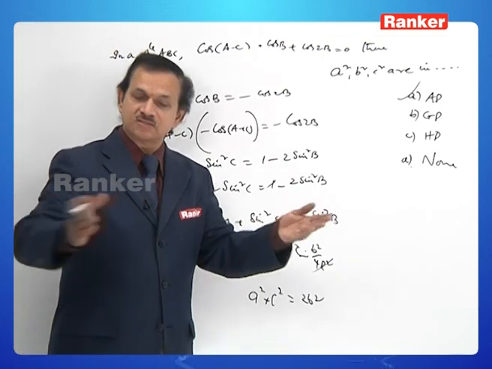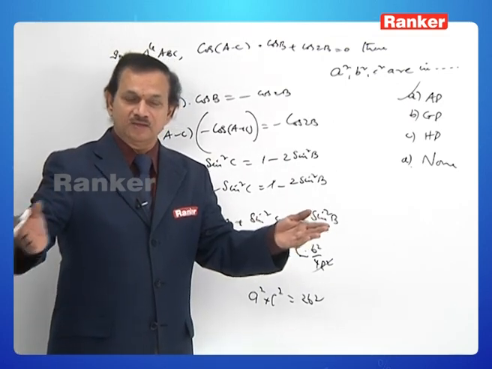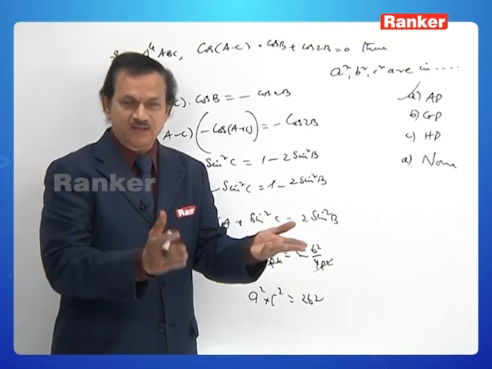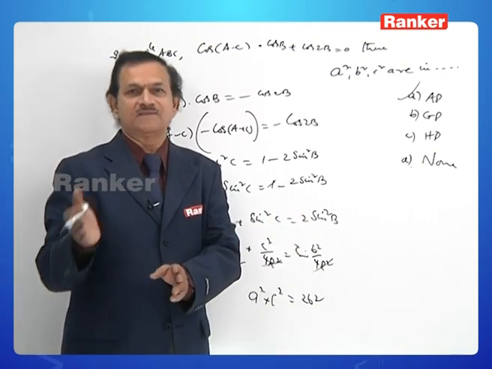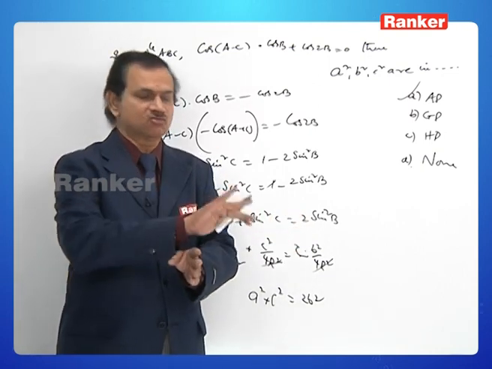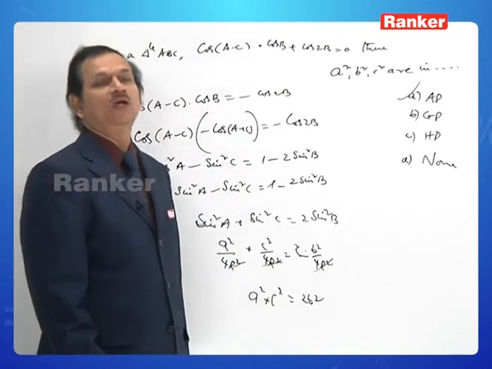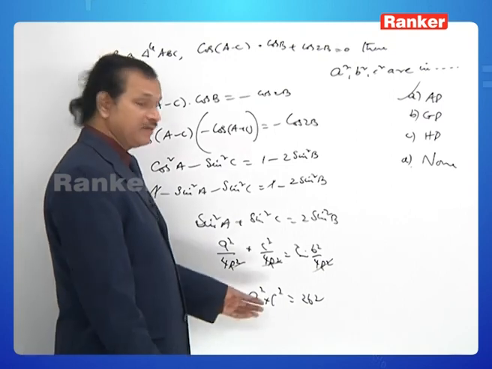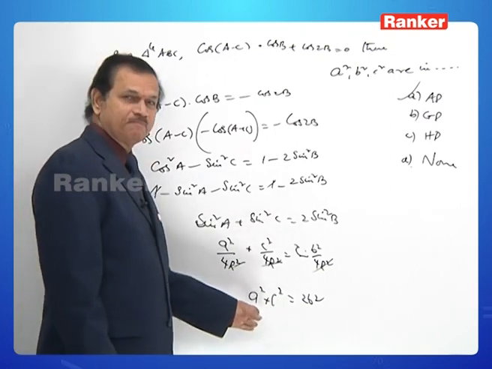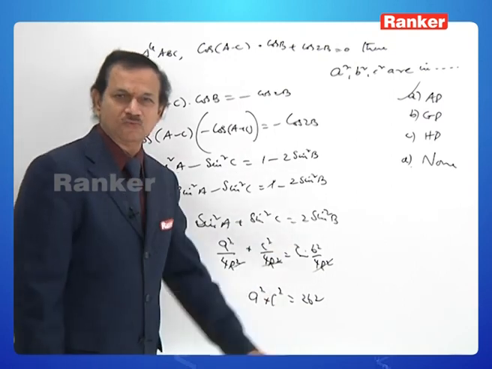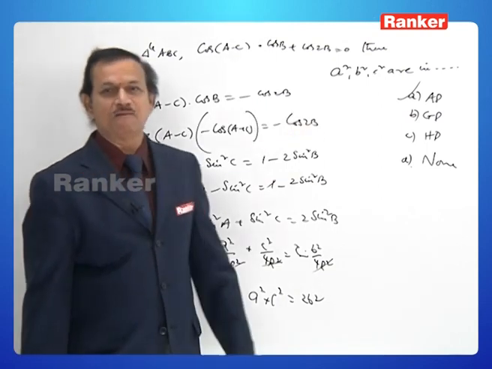If a square, b square, c square are in AP, then twice the middle term is the sum of the first and last, or rather the middle term is the arithmetic mean of first and last, that is b square is equal to a square plus c square by 2, or even 2b square is equal to a square plus c square. Simply by looking at this step itself, we will conclude that they form an AP.